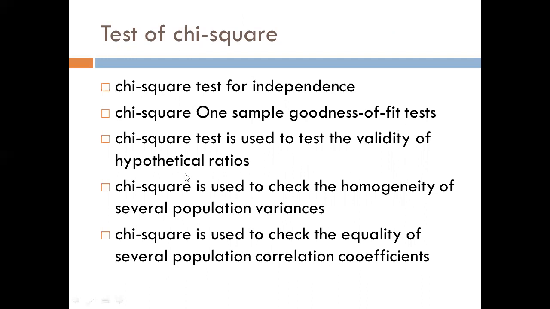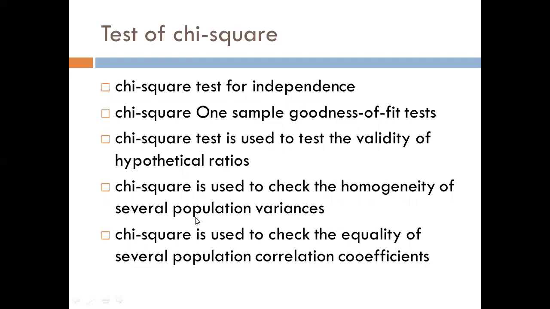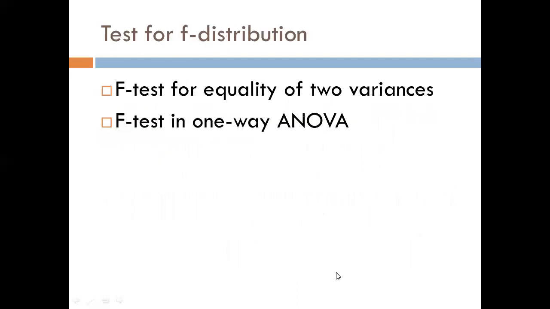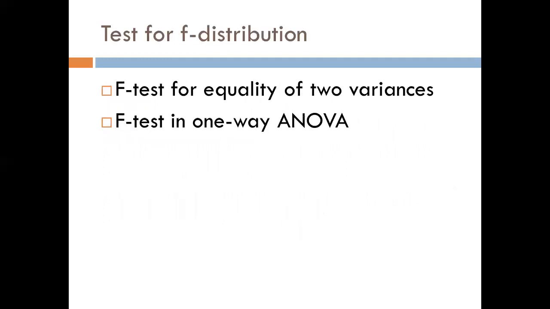Chi-square is used to test the validity of hypothetical ratios. Chi-square is used to check the homogeneity of several population variances. Chi-square is used to check the equality of several population correlation coefficients. So for questions about population correlation coefficients, we can use chi-square; for homogeneity of several population variances we use chi-square; for testing hypothetical ratios we use chi-square distribution; for goodness of fit we use chi-square distribution; and for test of independence we use chi-square distribution.